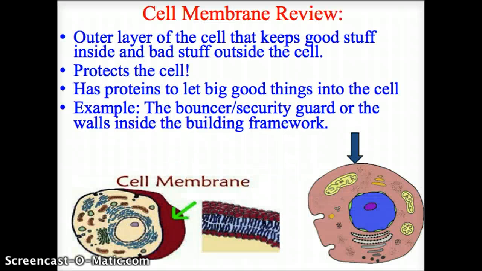Let's review the cell membrane. This one we have got to have down. We've been doing a lot about it. You just watched an entire PowerPoint about it. It is the outer layer of the cell that keeps good stuff in and bad stuff out. It protects the cell. When your cell needs some things to get in, it uses proteins to let the good big things into the cell. An everyday analogy for a cell membrane would be a bouncer or a security guard, or the walls inside the building framework.